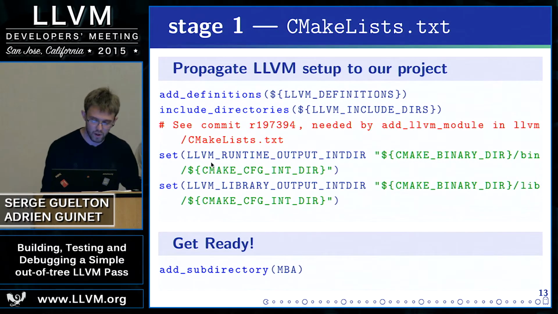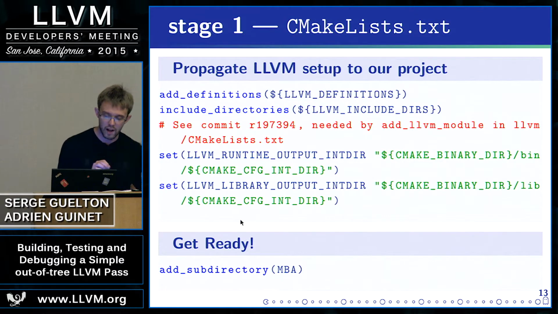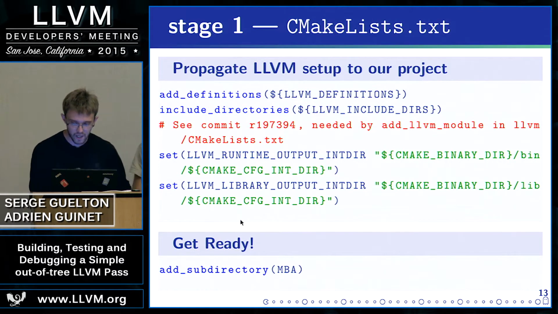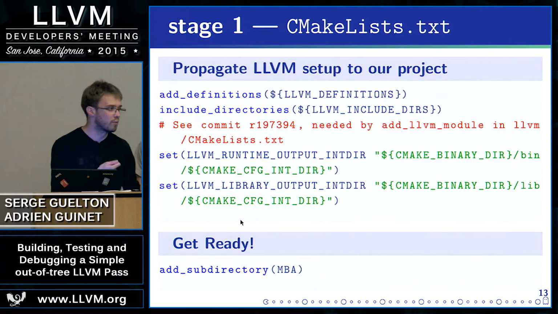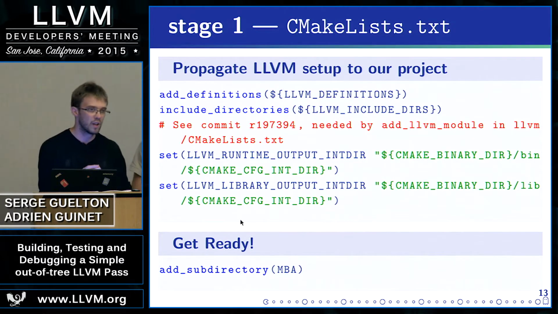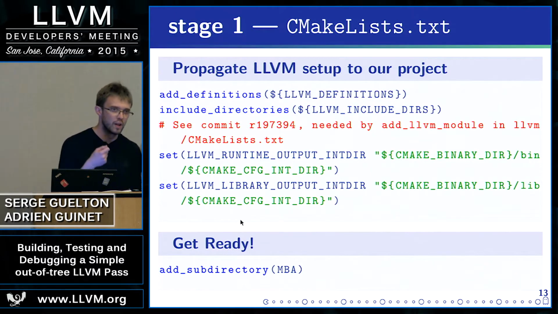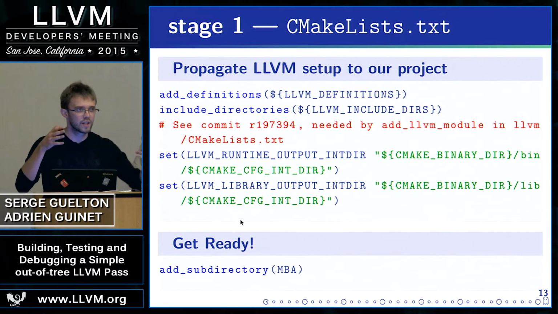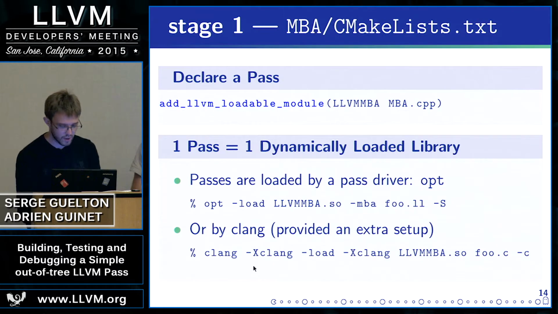And two variables you have to set: the LLVM runtime output directory and LLVM library output directory. They tell the add_llvm_module function, sorry, in which directory it has to output your dynamic library and your binaries if you create some. So once we've done that, we have injected LLVM into our CMake project. So we can now declare our pass, which is the MBA pass.